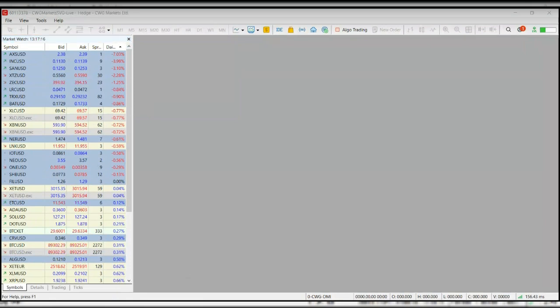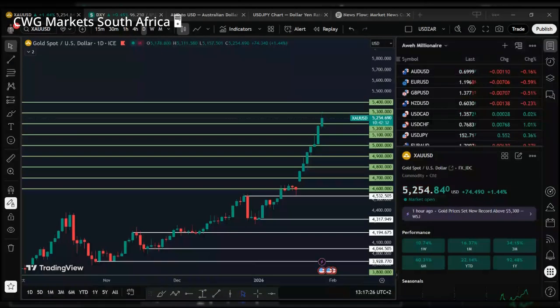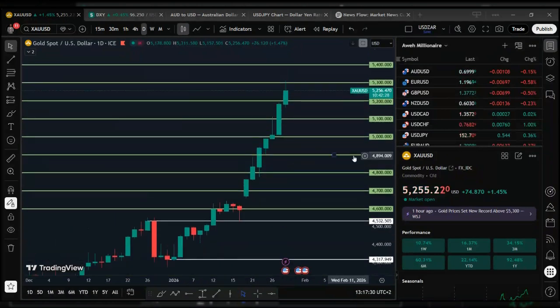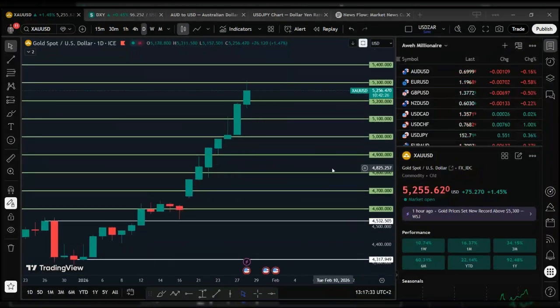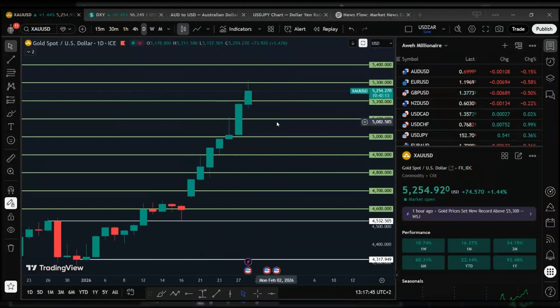So now we move along over to our charts. If we go over to the charts and have a look, starting with gold, as we can see here, gold is still creating new fresh all-time highs. Today, the all-time high has reached 5,311 on gold, with price touching the 5,300 psychological resistance.